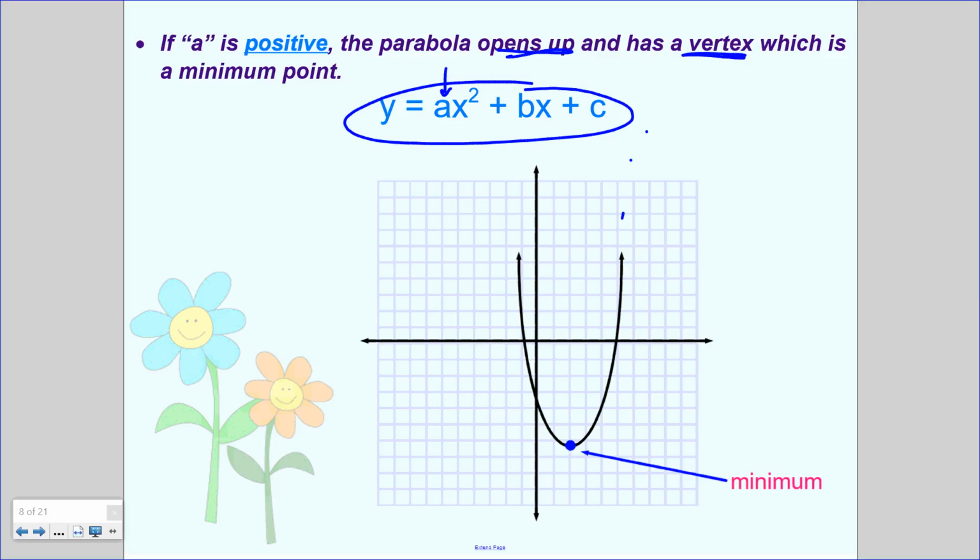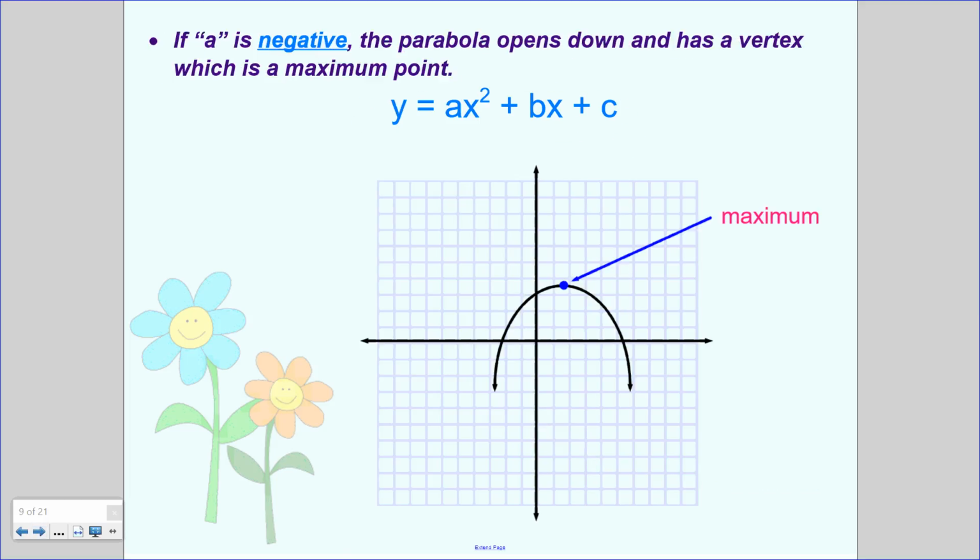So I tell you this because as you're graphing quadratics today, and you see that a is positive, you should make sure that at the end of all of your graphing, your graph actually did open up. And if it didn't, then that's a sign that maybe something went wrong in your graphing. The reverse of this is if a is negative. So if whatever number is times x squared is negative, your parabola will actually open down. And that vertex or highest point in this case will be a maximum.